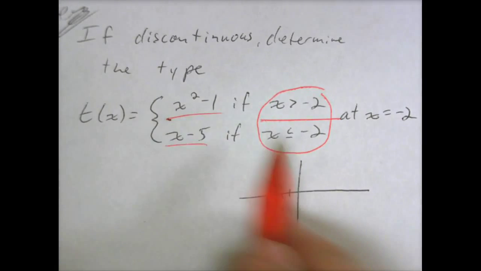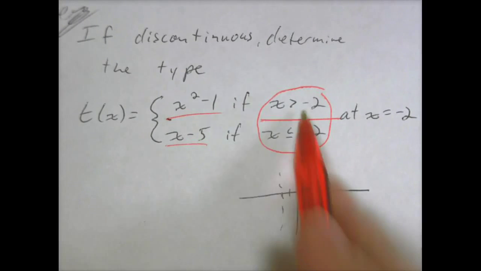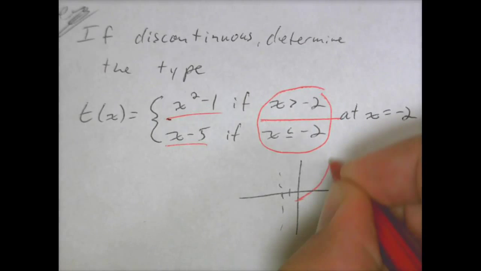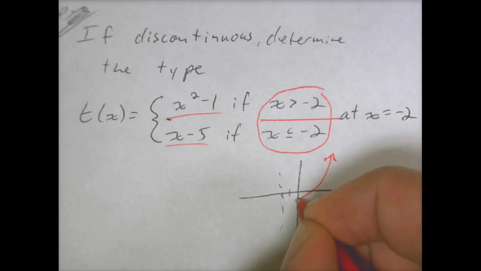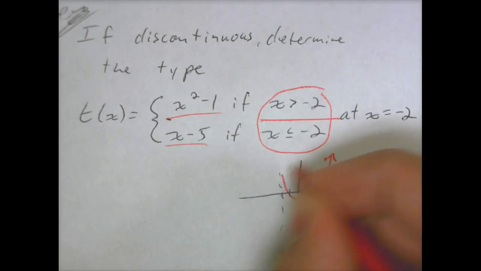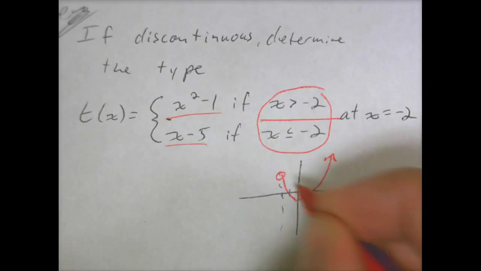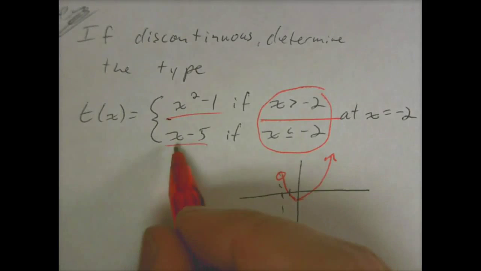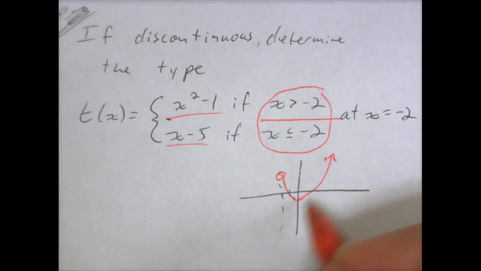we have x squared minus 1, so you're going to have a parabola that's moved down 1 when x is greater than -2. So at 1, it'll go something like that. And then it'll hit that point, and it is just less than, so I have an open dot there. I have a hole. And then the other half of this graph is x minus 5, so I just have a linear function, so I'll start here and go down.